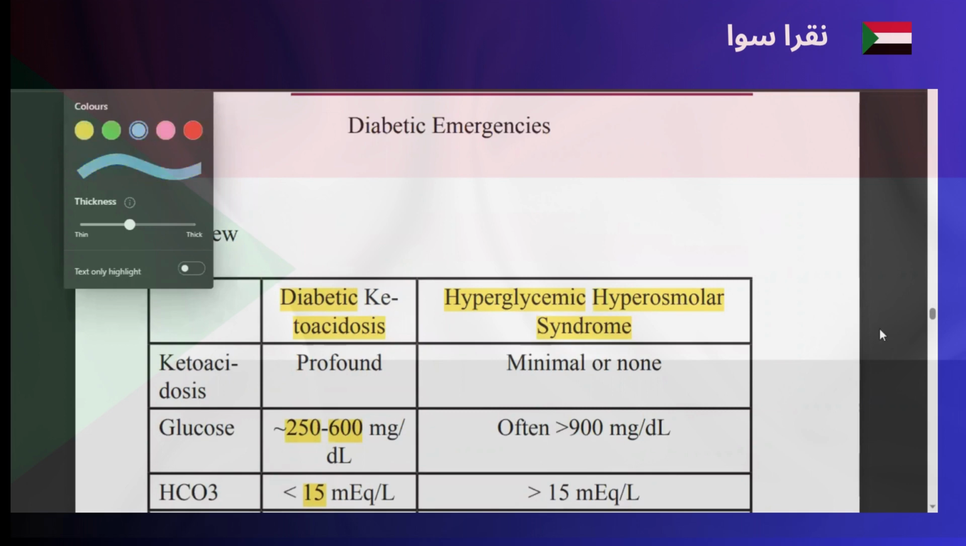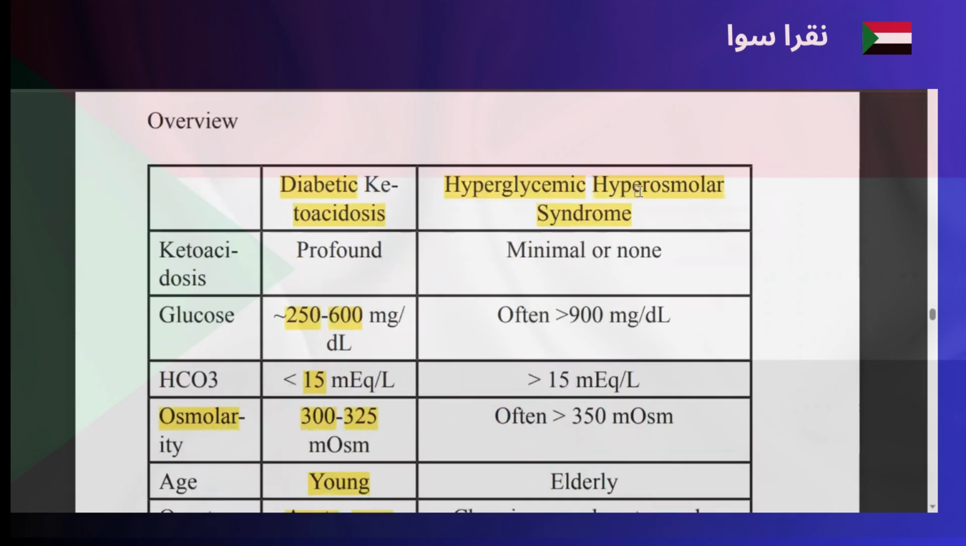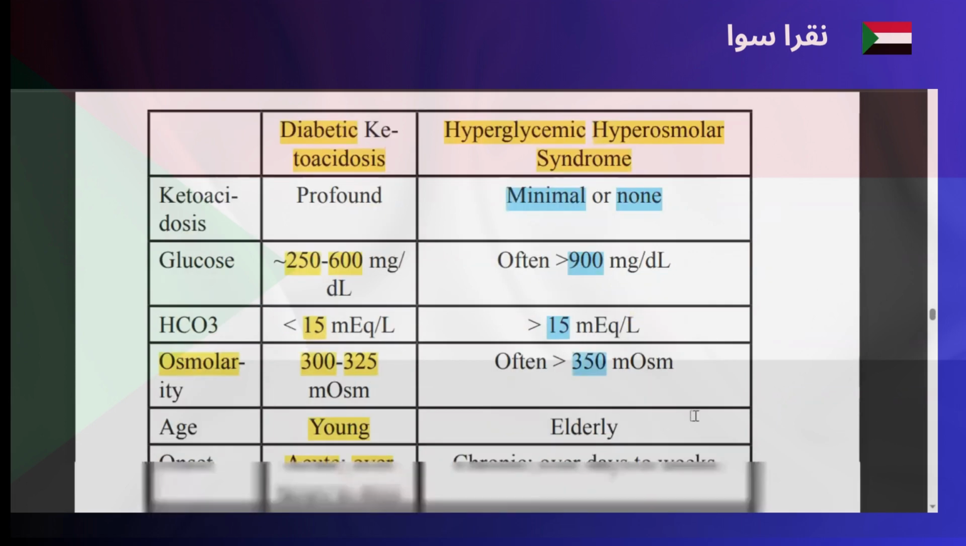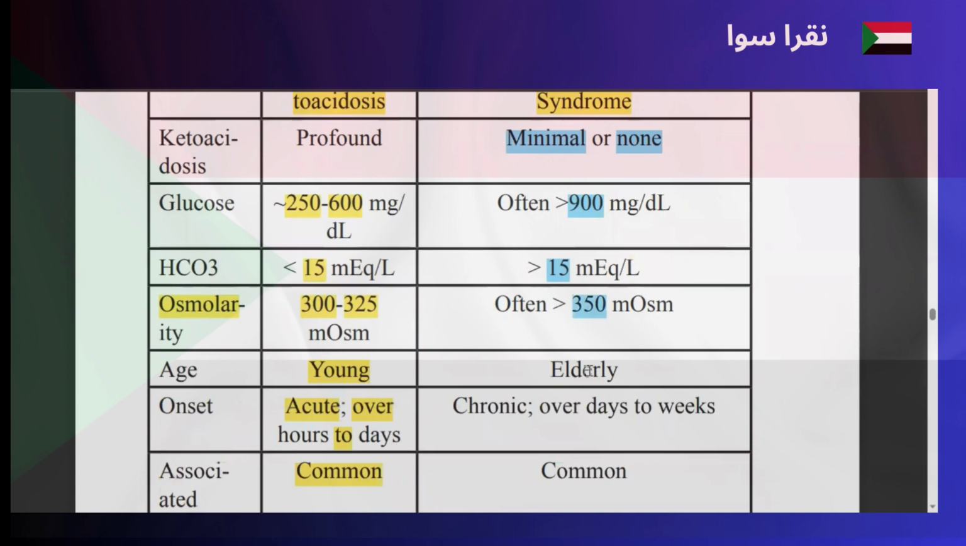In hyperglycemic hyperosmolar syndrome, the ketoacidosis is minimal or none. The glucose is often more than 900. The HCO3 is more than 15. Osmolarity is often more than 350. The age of patient: elderly. The onset is chronic, over days to 2 weeks.